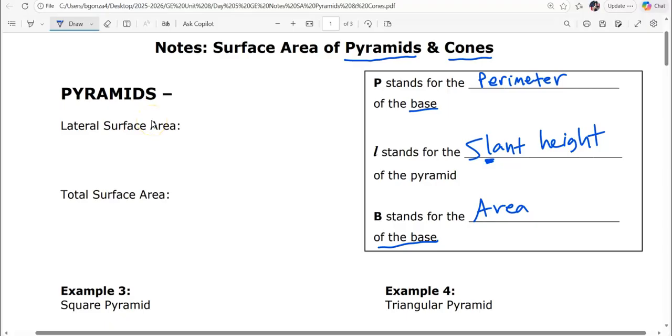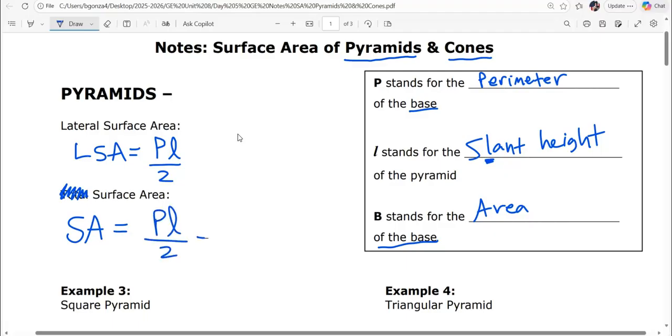So the lateral surface area formula, LSA, equals P, the perimeter of the base, times the slant height, divided by 2. And then the surface area, go ahead and scratch out total, it's just surface area, is going to be PL over 2 again, and then you're just going to add that one base, one big B. Okay, let's try it.